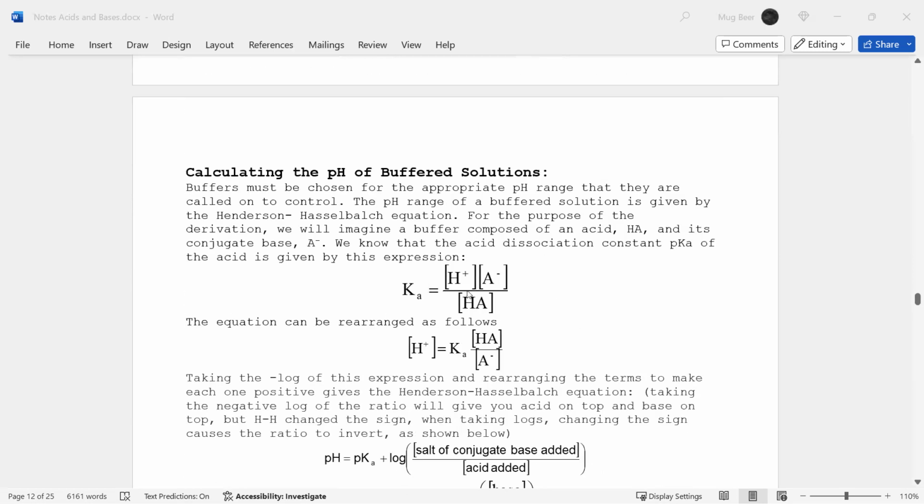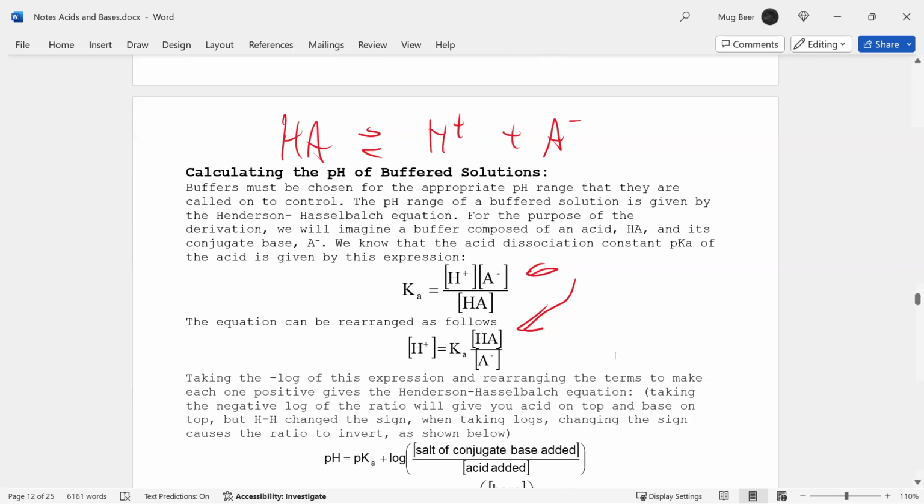So here's your Ka expression for any weak acid. I've got my weak acid, HA. It's in an equilibrium with itself and its anion. And so the products go in the numerator, the reactants go in the denominator. If I take this equation here and rearrange it to make it look like that, simply a little bit of algebra, divide both sides by H plus, move everything around, I end up with this equation.